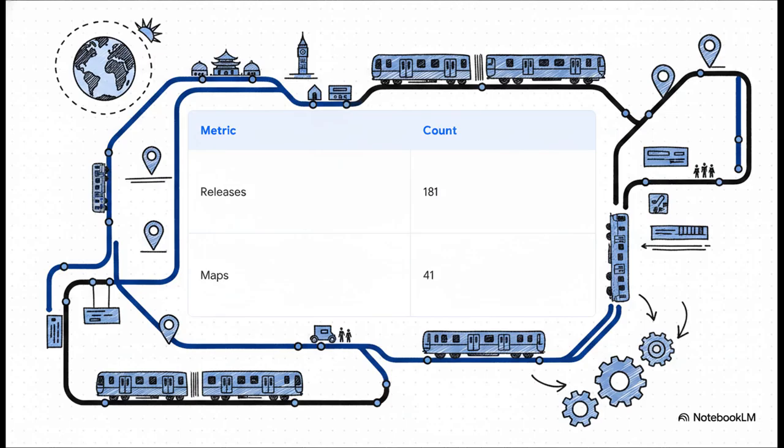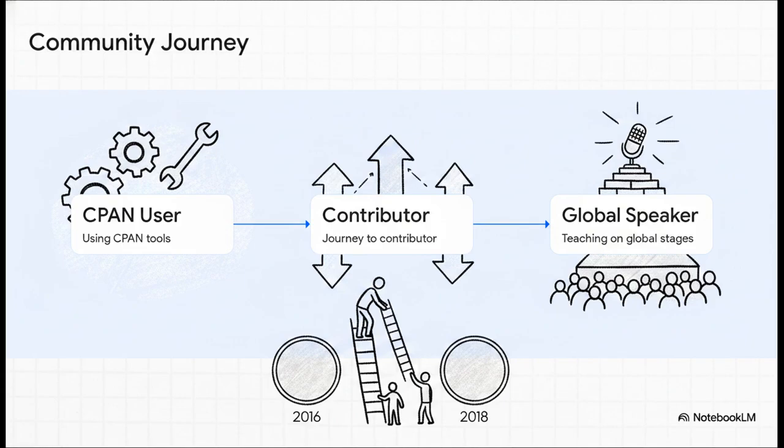This is a lightweight routing framework he initially released way back in 2010 to map out subway systems for cities worldwide. Fast forward to today, and over 181 public releases later, it covers 41 different transit maps. We're talking London, Tokyo, New York, Delhi. It's such a fun, fantastic project that actually gets other developers involved in mapping their own local cities and contributing to the code. He also frequently speaks at events like the London Perl Workshop, detailing this exact journey.